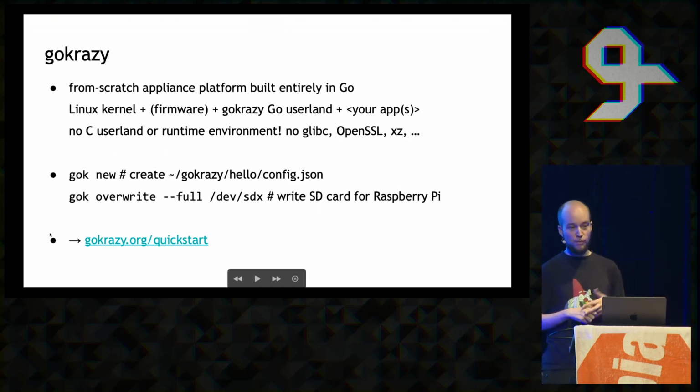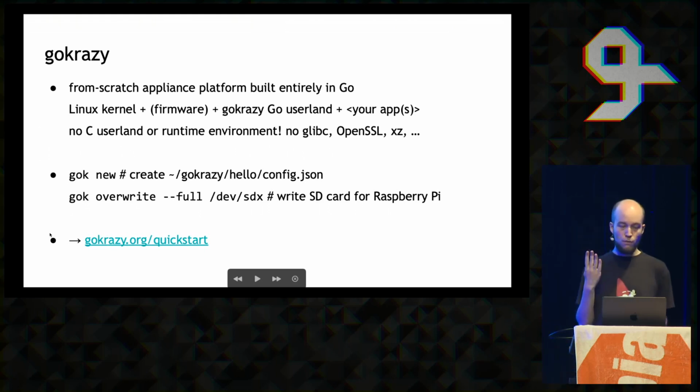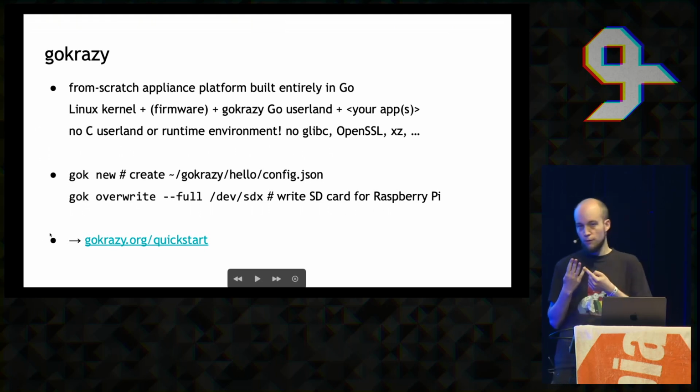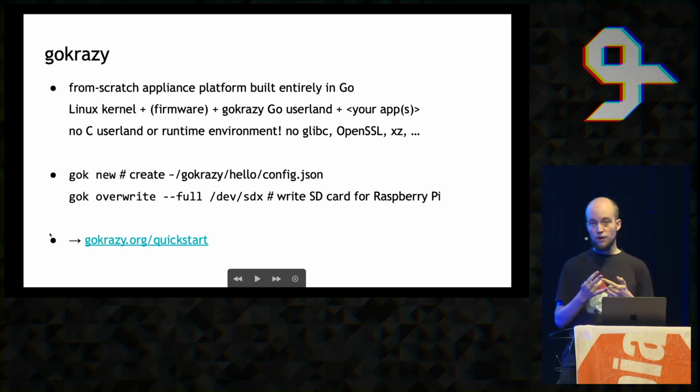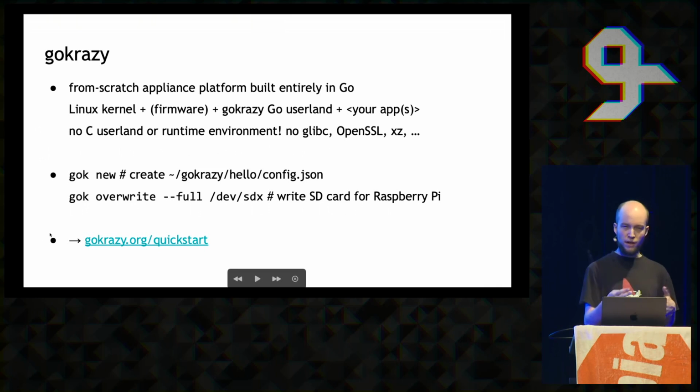It's a from-scratch appliance platform built entirely in Go. So in Gokrazy, you have 4 moving parts. You have the Linux kernel. Of course, we can't replace that easily in Go. It's a huge body of C, and so we just use the Linux kernel. Then you have binary blobs and other firmware files which you might need to start up your computer. On the Pi, there are some binary blobs. But if you run Gokrazy on a PC, you might have other binary blobs or none. It depends on your system, obviously.